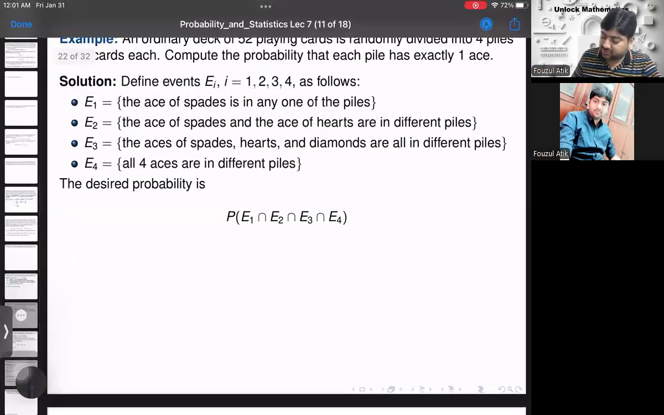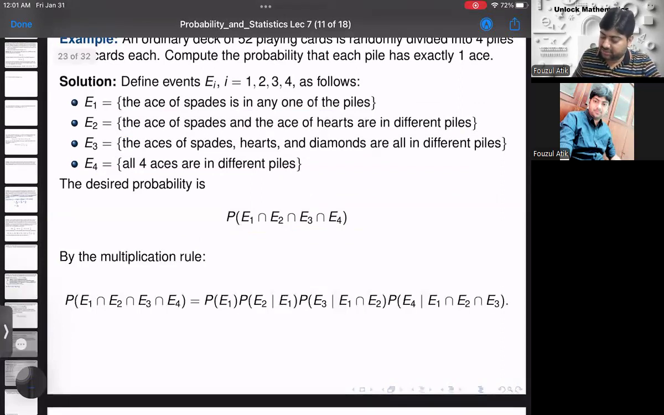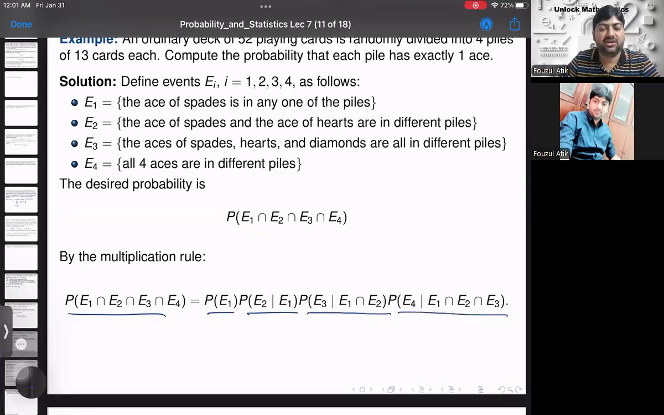We all know this rule, the multiplication rule. So we'll have it equal to P of E1 times P of E2 given E1, times P of E3 given E1 intersection E2, and P of E4 given E1 intersection E2 intersection E3. Now we'll slowly find each of these probabilities.